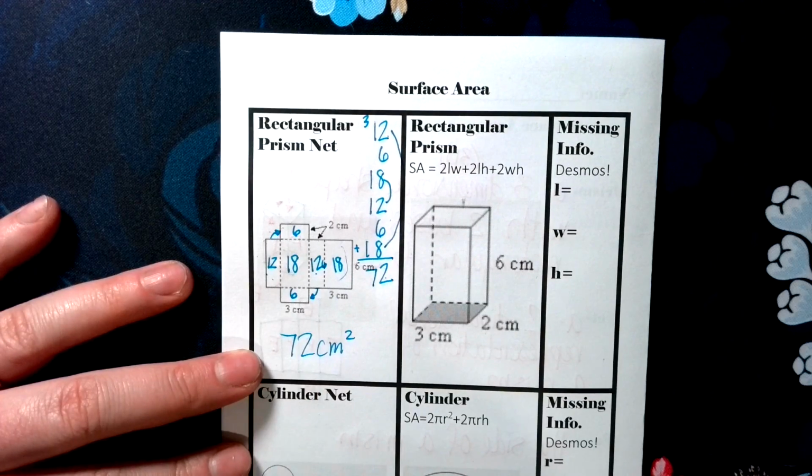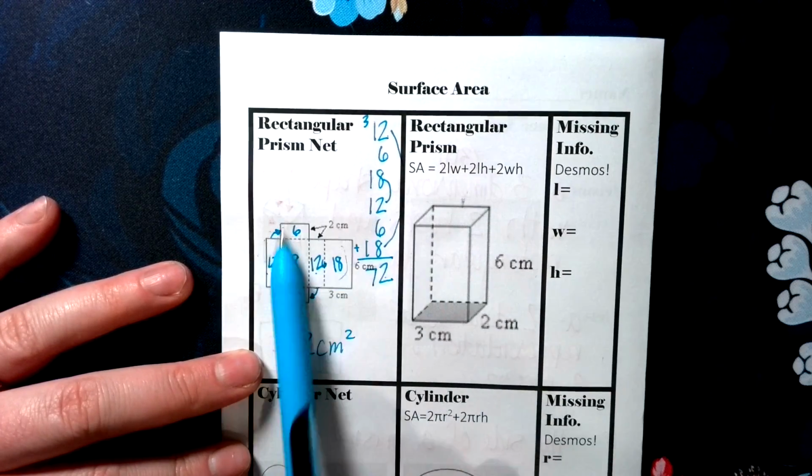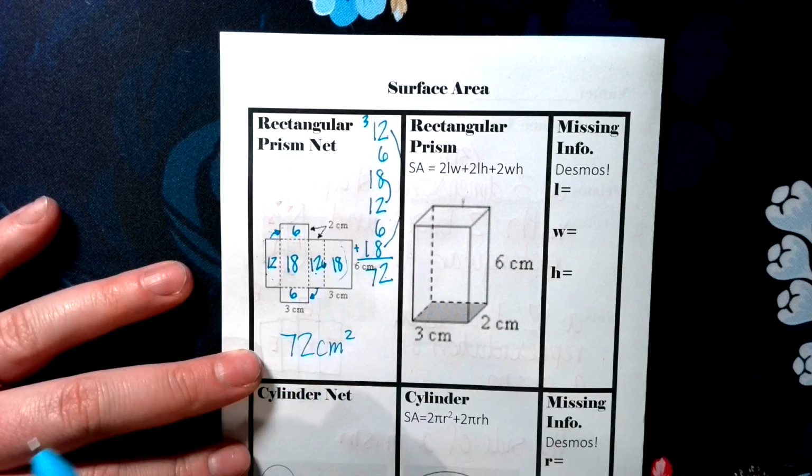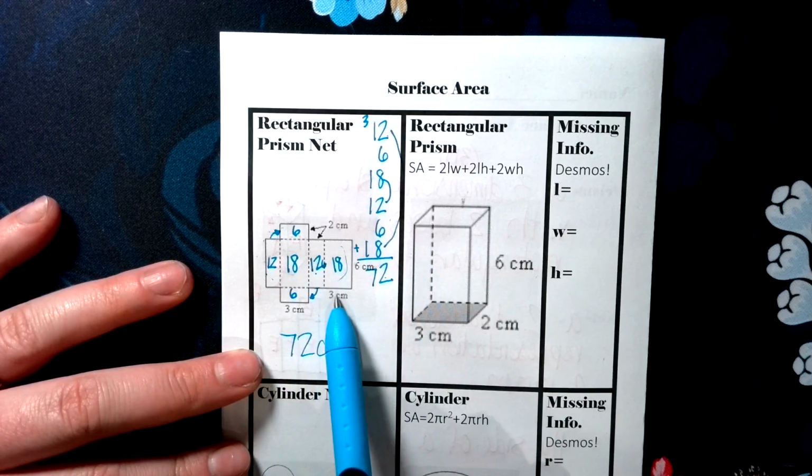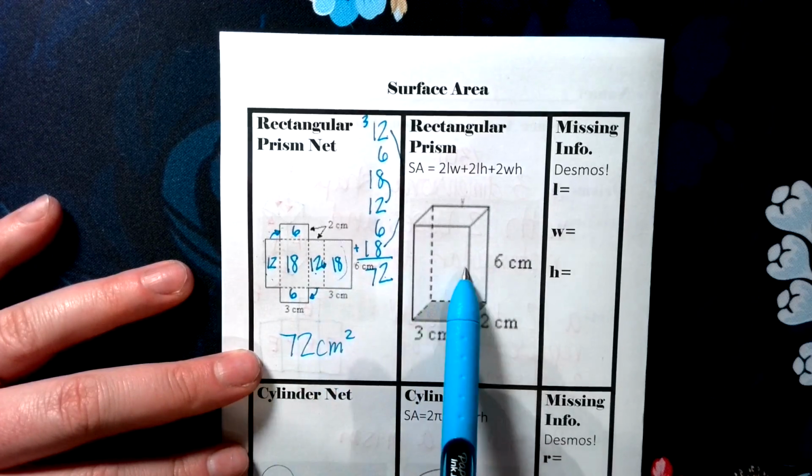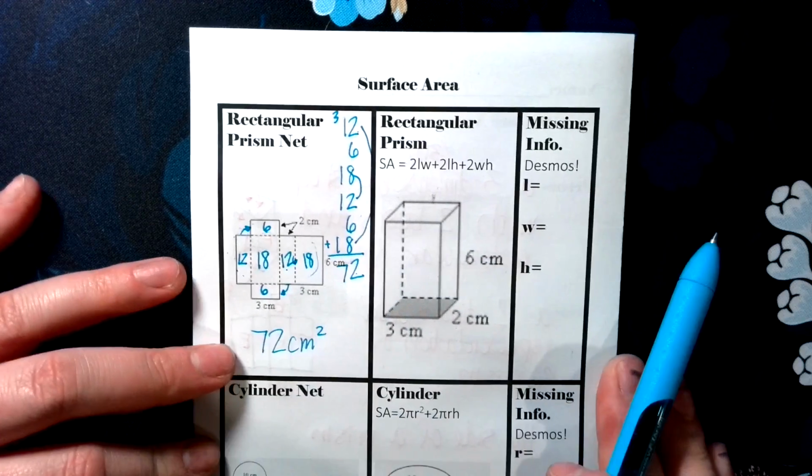You can also, hang on. If you need to re-watch any of that, pause, rewind the video, see it again. Or if you're ready, let's move on to the rectangular prism.